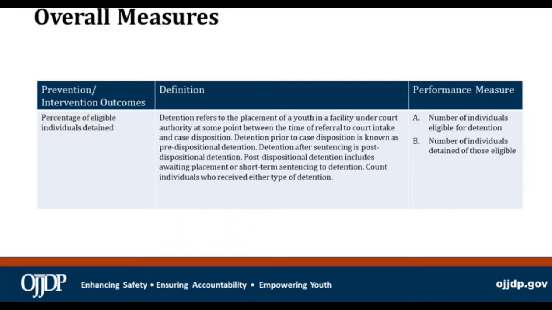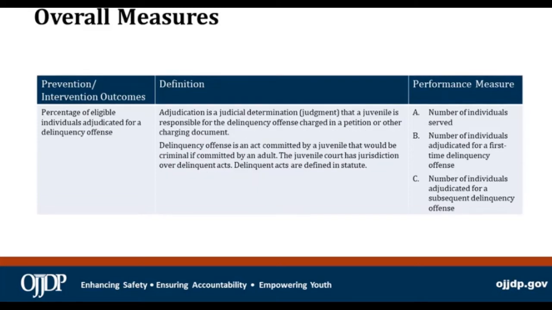This performance measure is calculated using the number of individuals eligible for detention and the number of individuals detained of those eligible. Percentage of individuals adjudicated for a delinquency offense. Adjudication is defined as the judgment a juvenile receives for the delinquency offense they are charged with. A delinquency offense is defined as an act committed by a juvenile that would be criminal if committed as an adult. For this measure, you will provide the distinct count of individuals adjudicated for a first-time delinquency offense.